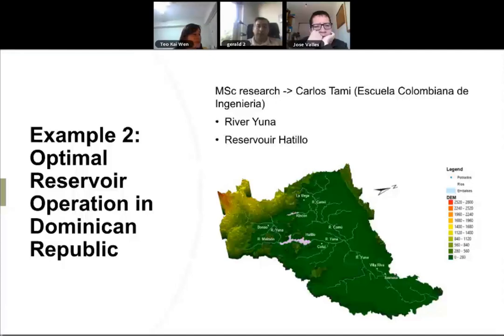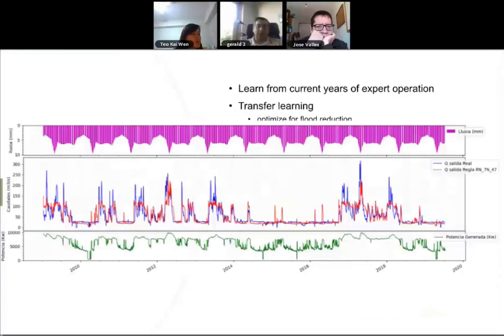So here we build a neural network model for the three objectives. This was first built to reproduce what was happening, to reproduce what you can see in the blue line. The rainfall is on the upper part, that's an average rain of the system. And the lower line is the green, that is the energy production. There were many, many artificial intelligence models built, and finally, we got one that managed to reduce the floods. You see the blue and the red line on the middle graph.